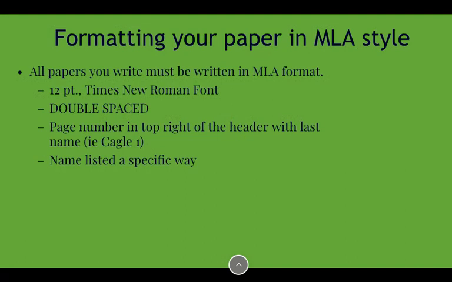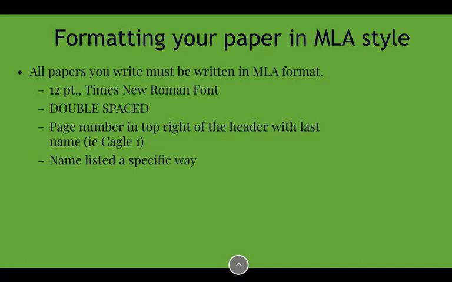So how do you format your paper MLA style? There are 4 key components you must always do. First, your paper must be 12-point font size and Times New Roman. Your paper must be double-spaced. Your page number is in the top right of the header with the last name, i.e. Winsley 1, Cagle 1, your last name, page 1.